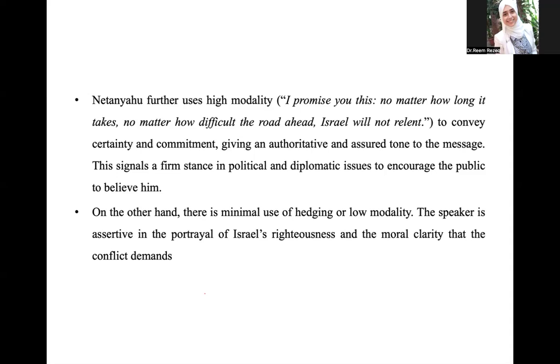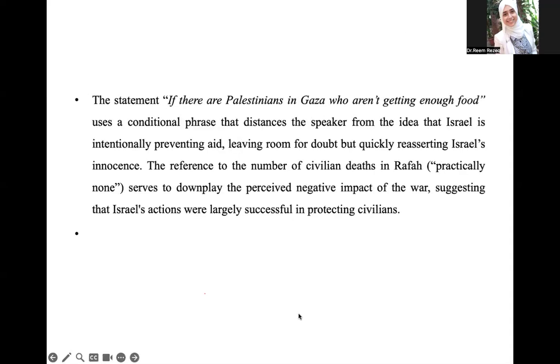He will not, Israel will not. He's certain about this. He signals a firm sense in statements in politics and diplomatic issues to encourage the public to believe him. On the other hand, there is a minimal use of hedges, or we can say low modality. The speaker is portraying Israel's right, like the moral clarity that the conflict demands.